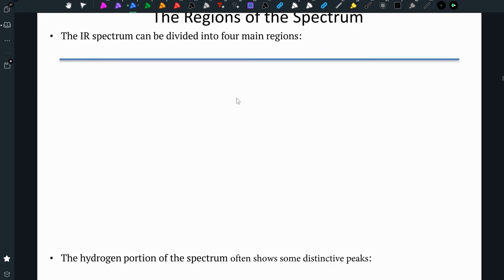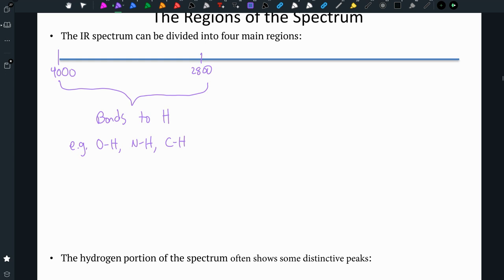All right, so let's get to know the infrared spectrum. First of all, we're going to break it up into 4 main regions. We've got the way left end, so like 4,000 to about 2,800. This is where bonds to hydrogen are going to show up. So OH, NH, CH.